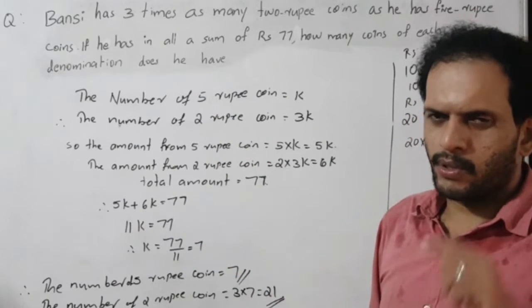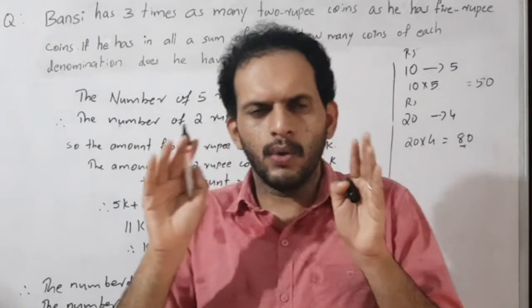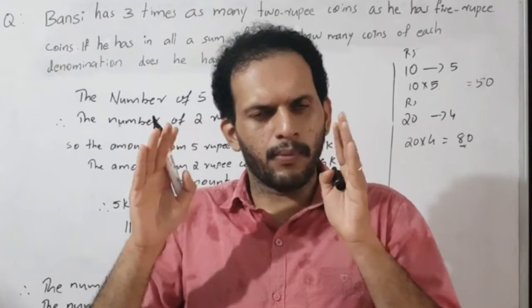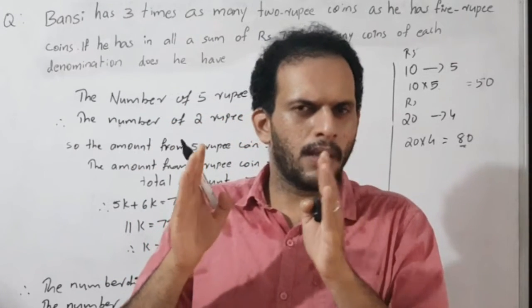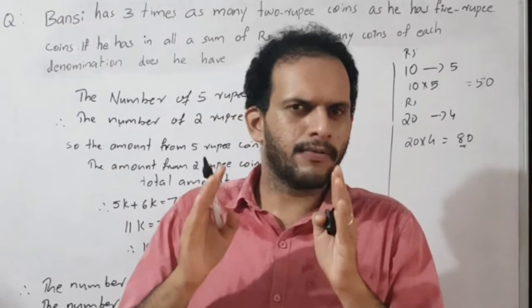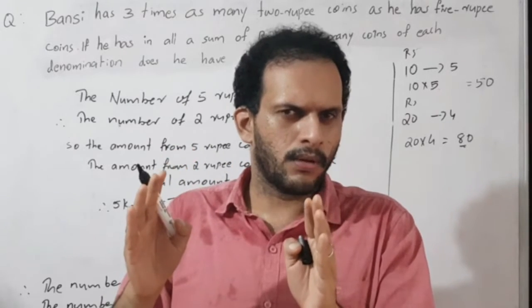Okay, so to remember is a key point. The question based on the money we do not do based on the number of coins, number of notes. We do the works on the basis of amount from each denomination. Okay, then after you just connect the amount from each denomination to the total amount.